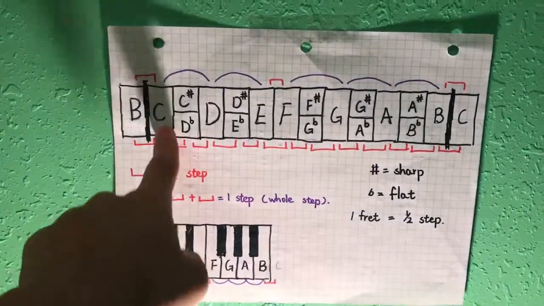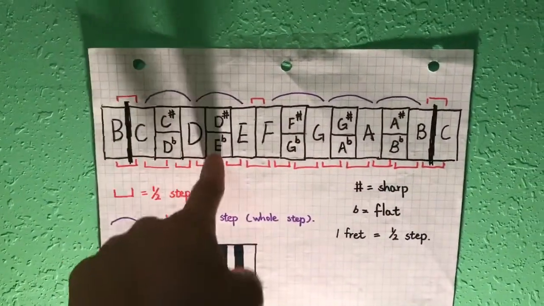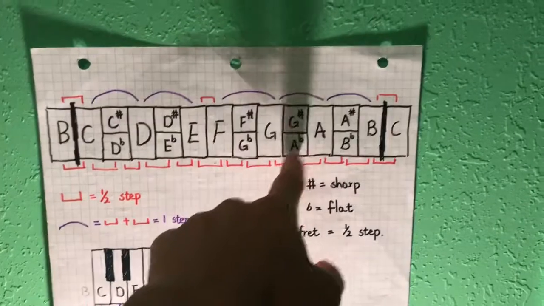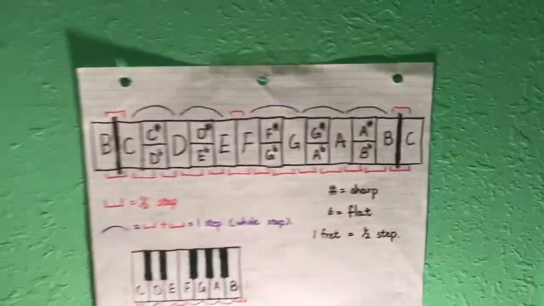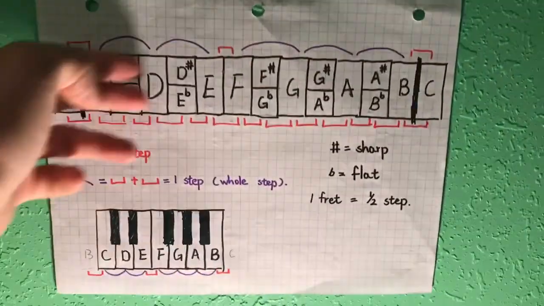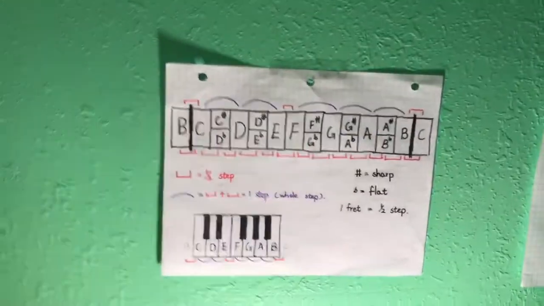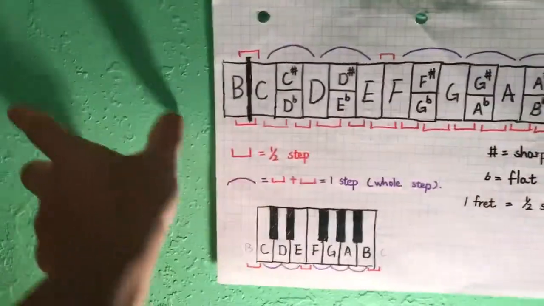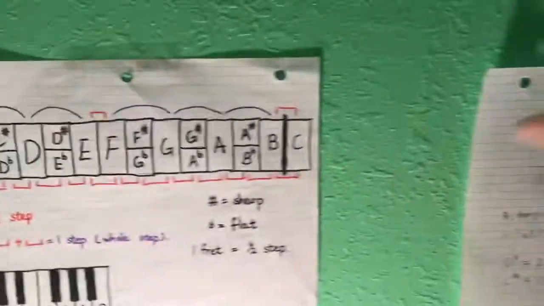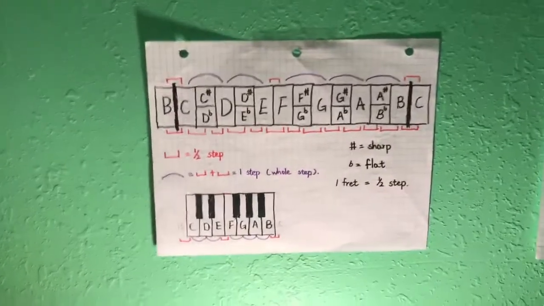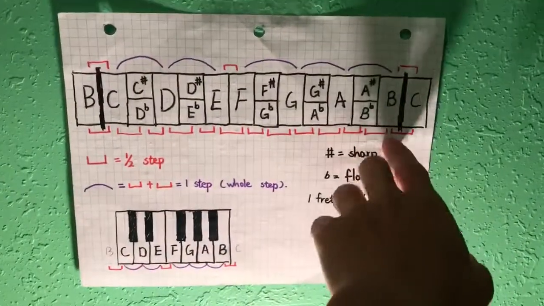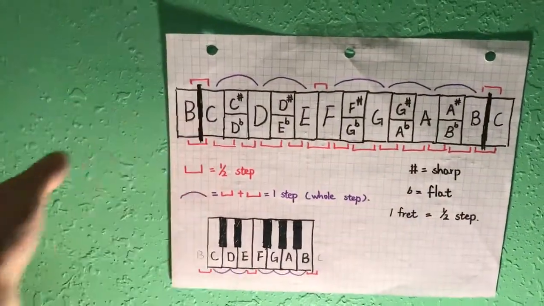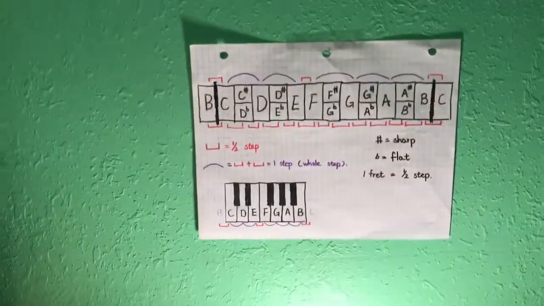In the chromatic scale, there are 12 notes, which is right here: 1, 2, 3, 4, 5, 6, 7, 8, 9, 10, 11, 12. And these two count as one. And you just keep repeating this pattern. So 12, 12, 12. That's why I put a C next to it and a B in front of it, to show that it's repeating.